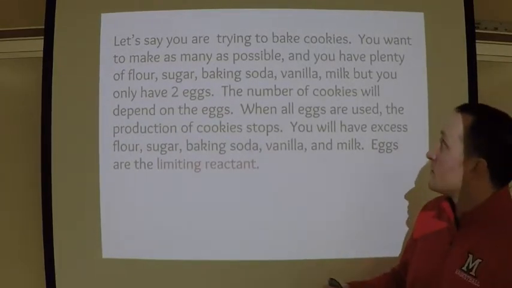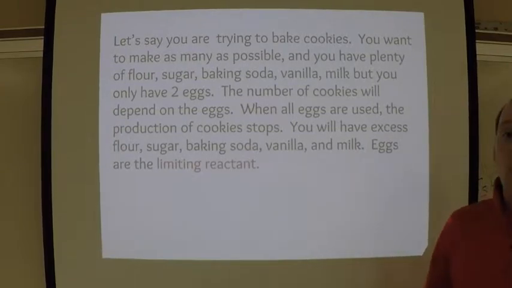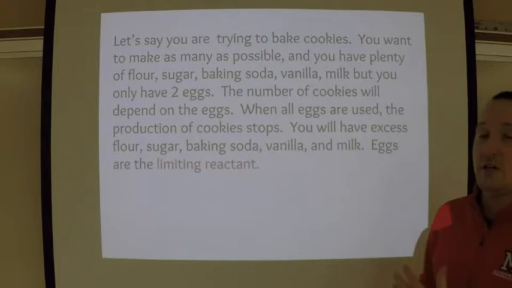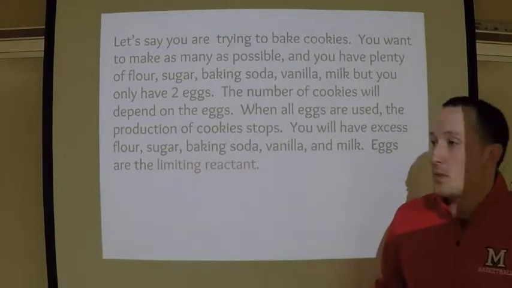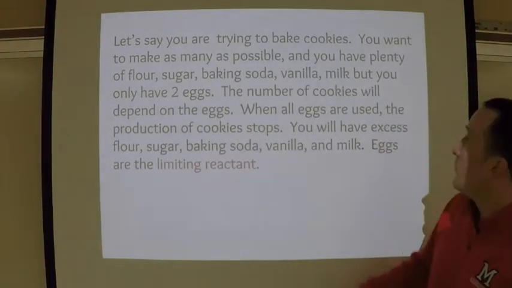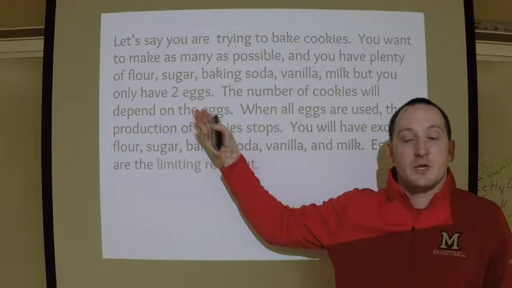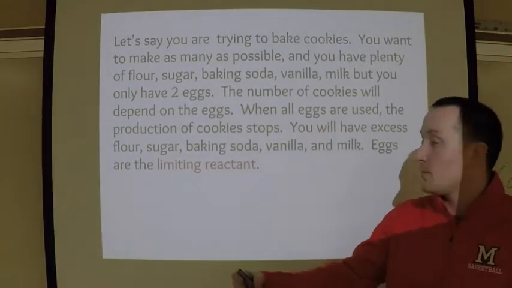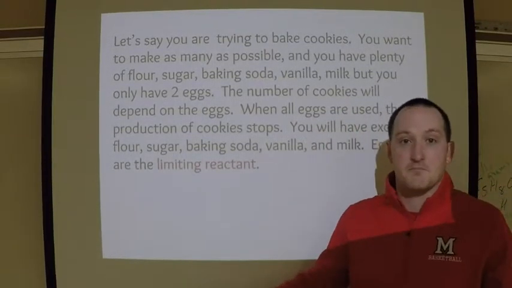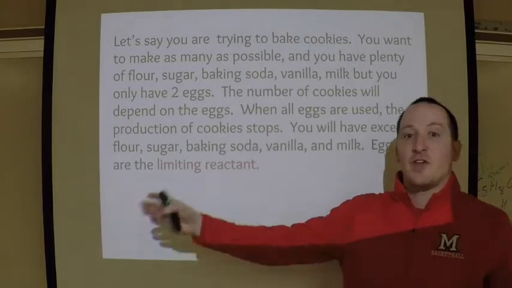So, going back to our bell work, let's say you're baking some cookies. You want to make as many cookies as possible, and you have plenty of flour, sugar, baking soda, vanilla, milk, but you've only got 2 eggs. The number of cookies will depend on the eggs. It doesn't matter if you had an entire boat full of milk, if you've only got 2 eggs, your amount of cookies is going to depend on your eggs, because it's the one that's going to limit the reaction. You have to have eggs in order to make cookies. When all the eggs get used up, the production of cookies is going to stop, because you don't have any more eggs. You'll have excess of everything else.